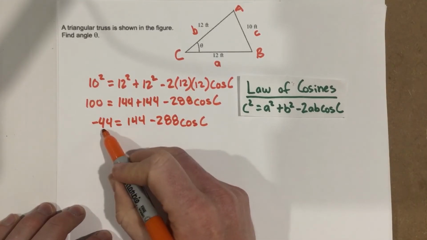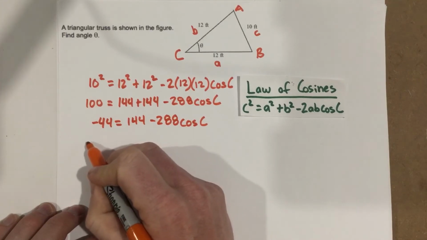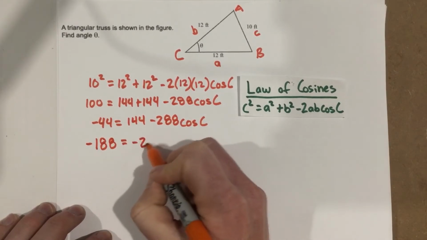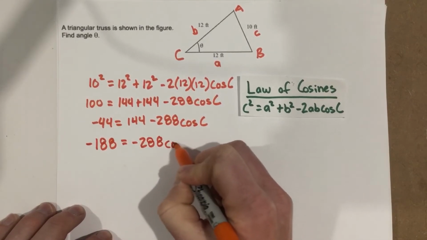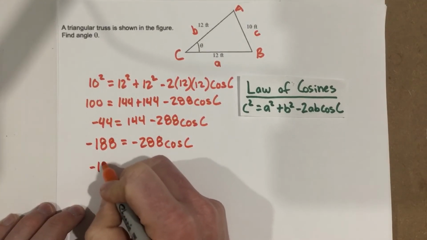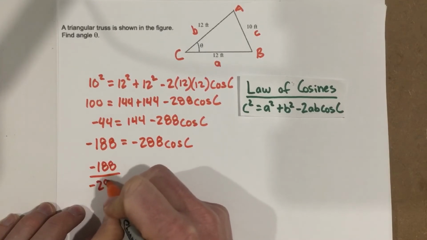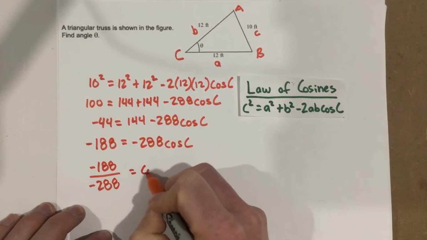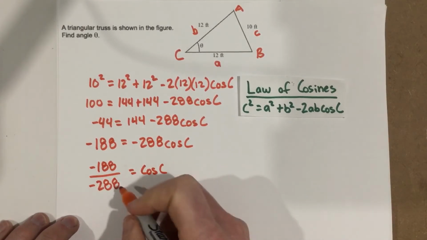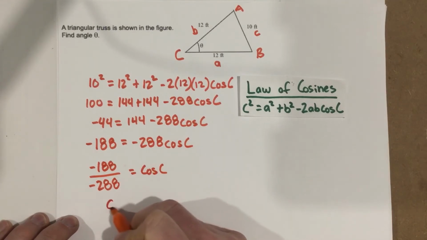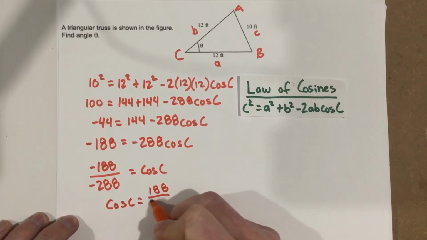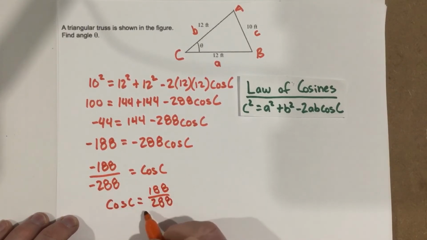Subtract the 144 over, and you get negative 188 equals negative 288 cosine C. Divide by negative 288, you get negative 188 over negative 288 equals cosine C. This is going to give you a positive number, so I'm just going to write this now as cosine C equals 188 over 288. And we want to take the inverse of each side.